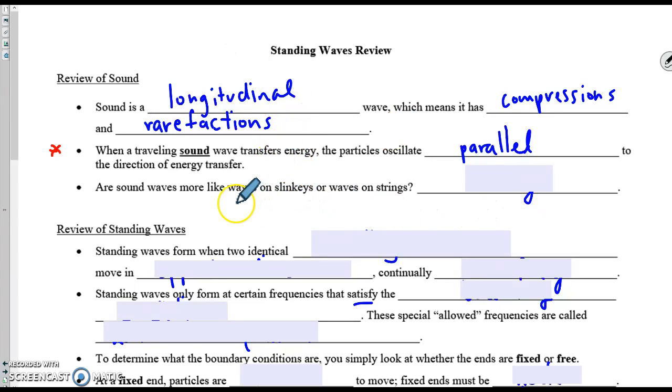Well, before we reveal the answer, a wave on a slinky has compressions and expansions, and a wave on a string has crests and troughs. So clearly, waves in air, sound waves, are more like slinkies.